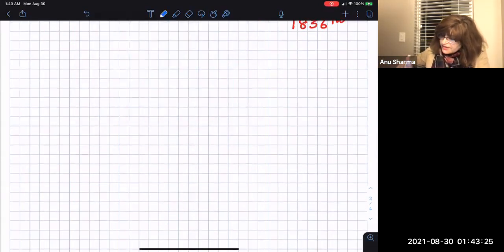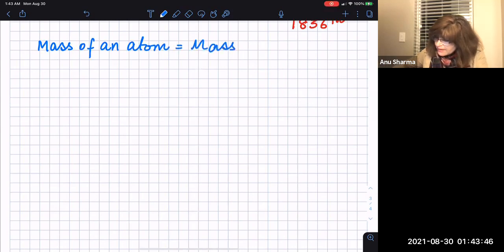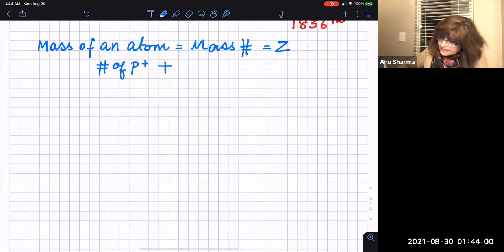So we have here the mass number. The mass of an atom is called the mass number. And the mass number is also represented as A. Okay, but what is it? Because the nucleus is the main thing, here we have the number of protons plus the number of neutrons. So this is what gives you the mass number, the mass.